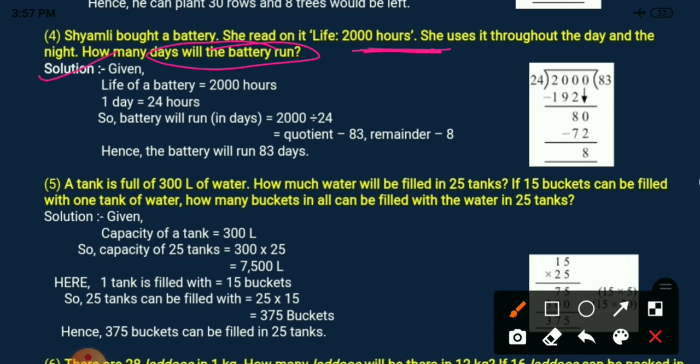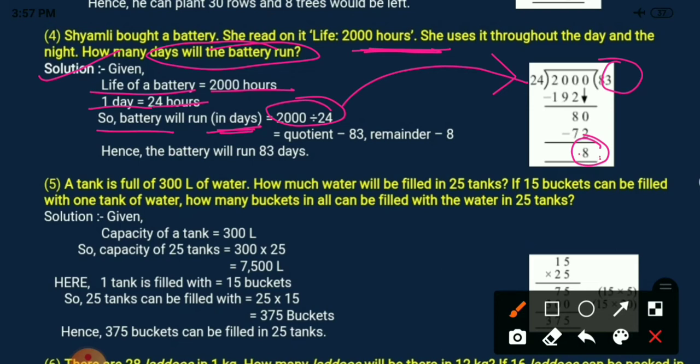So come to the solution. So what is given? Life of a battery 2000 hours, and we know that one day means 24 hours. So battery will run in days. Okay, so we have to divide 2000 divided by 24. So here we can see 83, it will be our quotient, and 8 is our remainder.